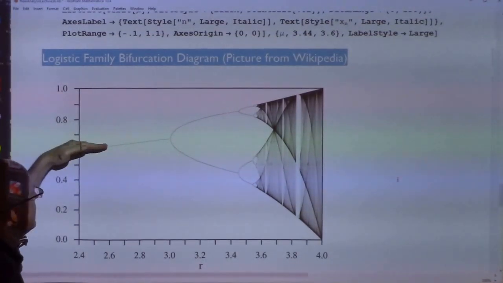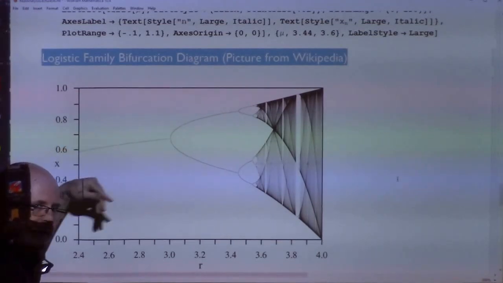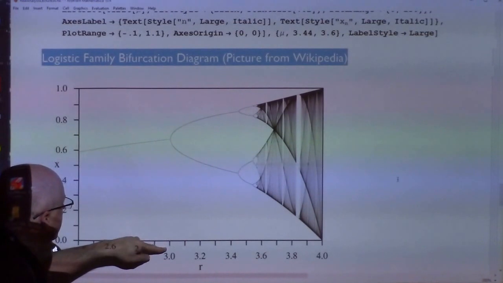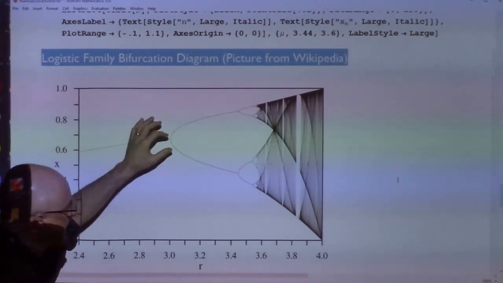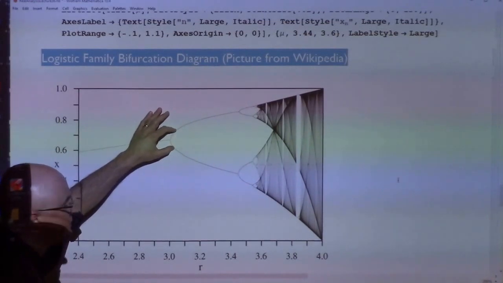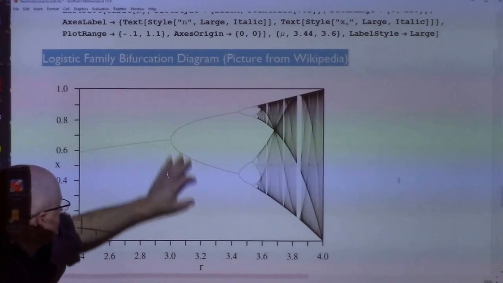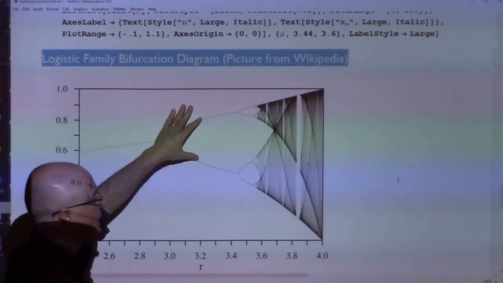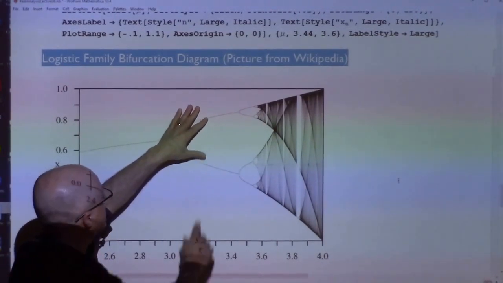The fixed point stays one single attracting fixed point for a while, but it does increase in value slightly. Here's our first bifurcation at 3. This fixed point becomes repelling, and so you don't draw it anymore. And you get a 2-cycle, essentially. The two x values of this point for a given value of mu is the 2-cycle. The fixed point is still there, but again, it's not attracting anymore. It's repelling, so you don't see it in the graph.